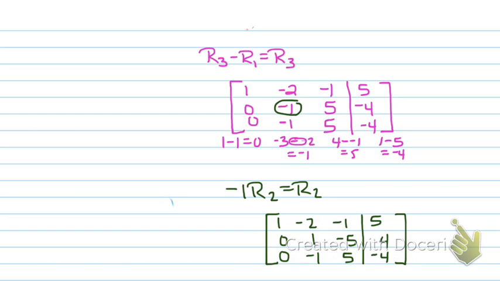Alright, so now we're down to, we need that number right there to be a 0. How can I make it a 0? But be careful, because of that 0 in front of it, I can't do anything that's going to make that change.